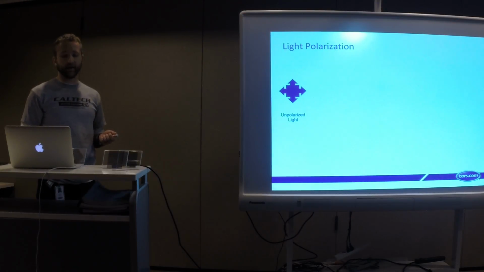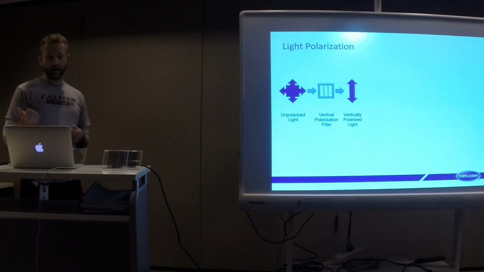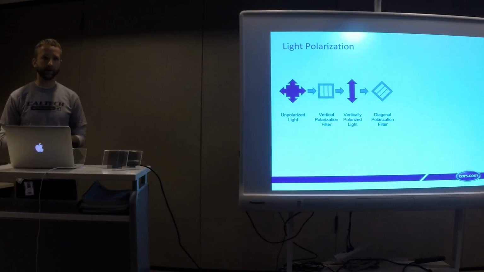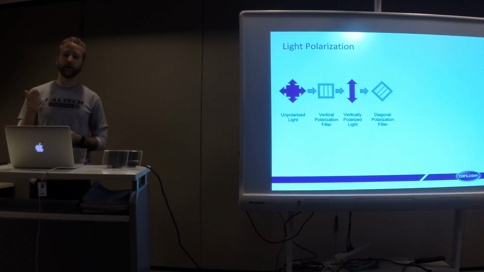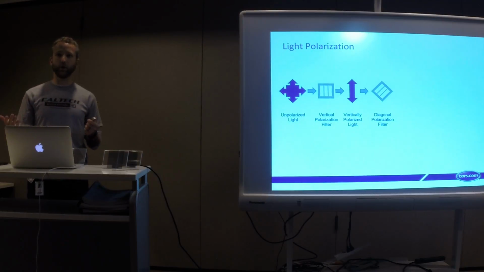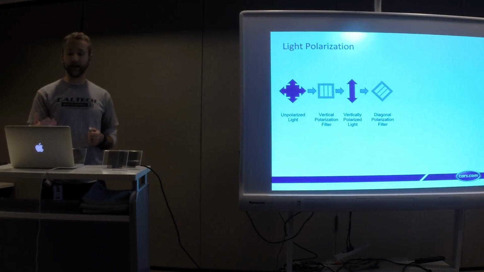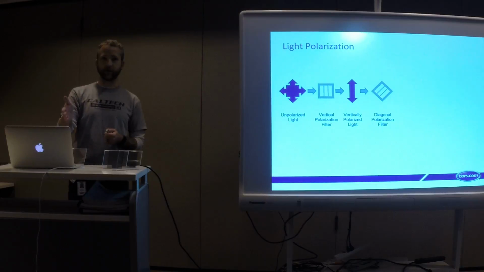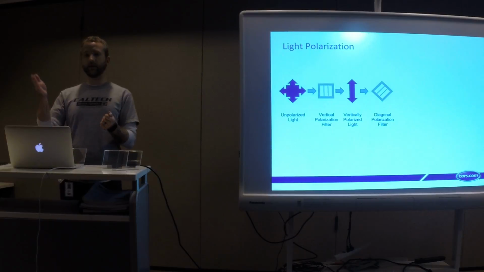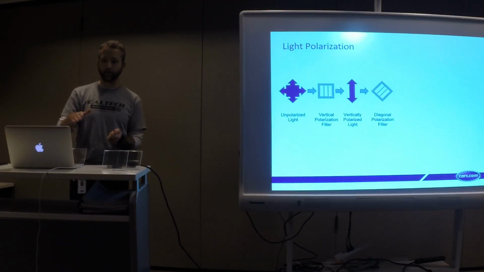Now what happens if we change this up a little bit? I can do the vertical polarized filter, and I get vertically polarized light. Now what happens if I do a diagonally polarized filter? Well, with respect to the diagonal filter, there is no defined state. Or rather, it is in a superposition of states. What we have is vertically polarized light, but measured in a diagonal basis, it is polarized both diagonally one way and diagonally the other way.